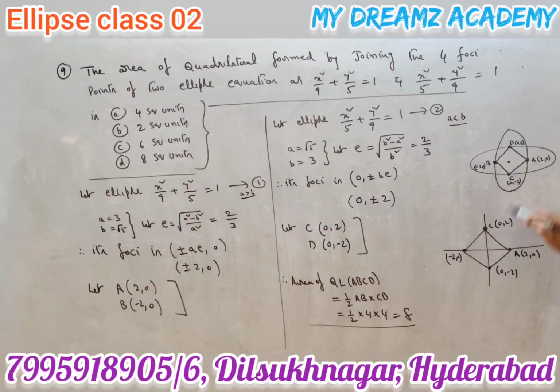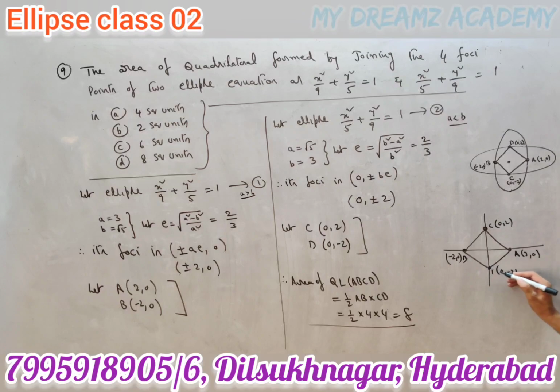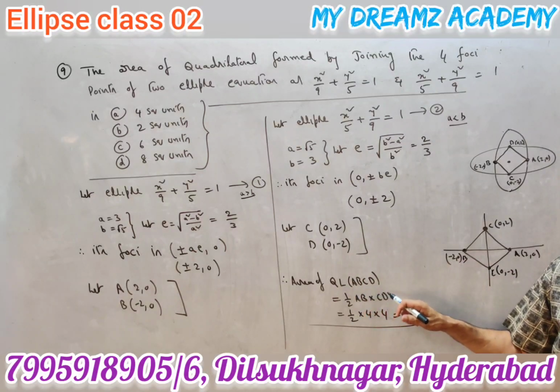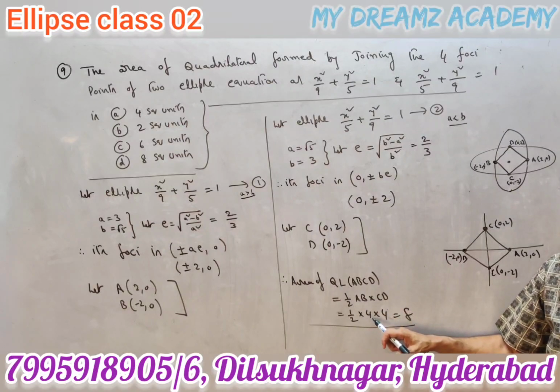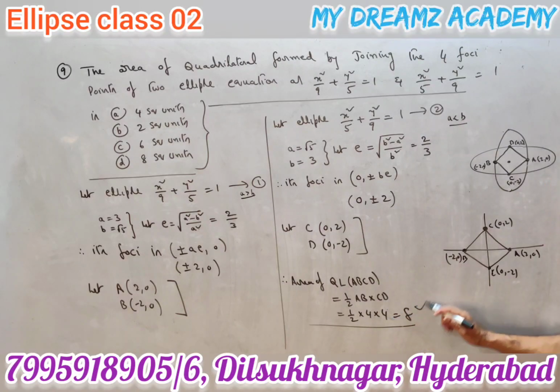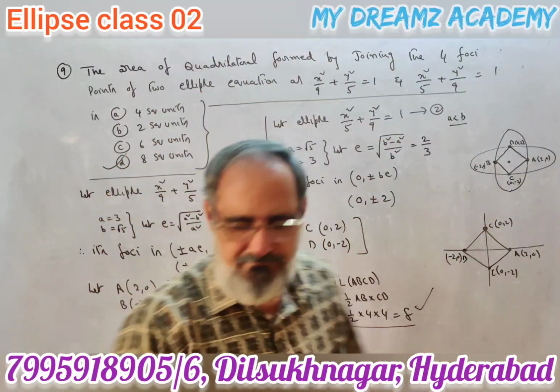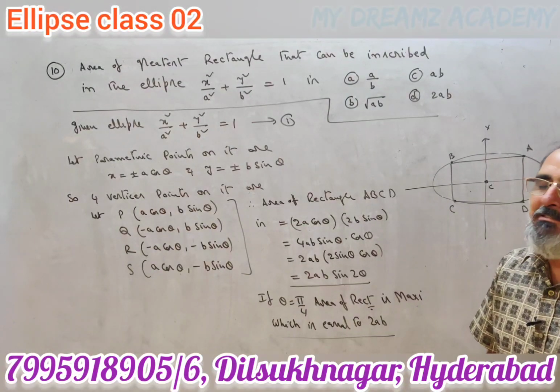Now the question comes, what is the area of ABCD? Whatever the figure, the area of the quadrilateral ABCD means half AB into CD. AB is 4 units, CD is 4 units, half of 16 is 8, which matches option D. The next design is connected to the ninth one.